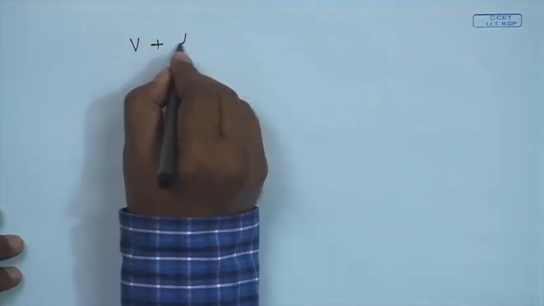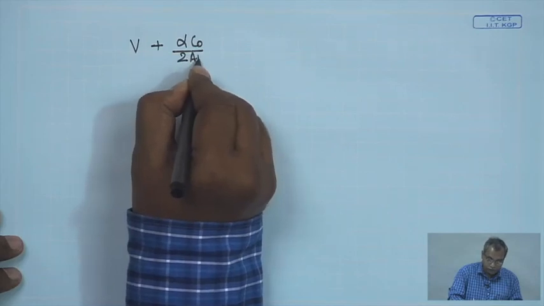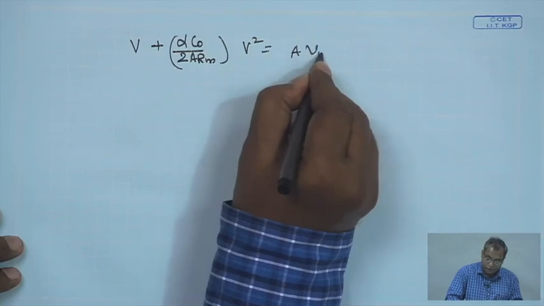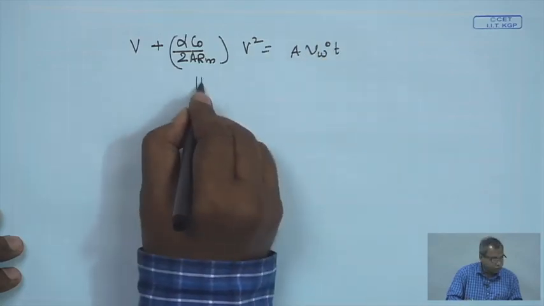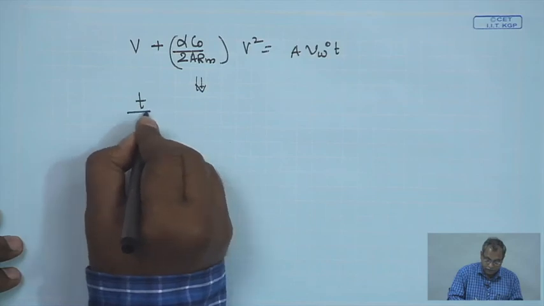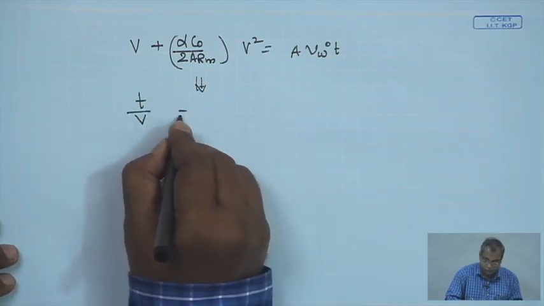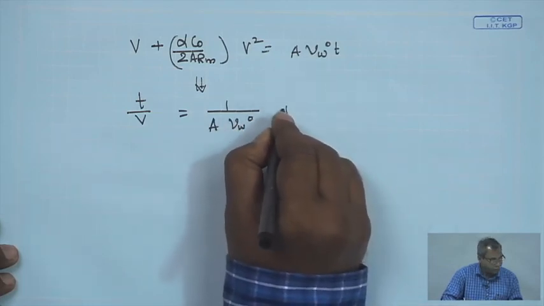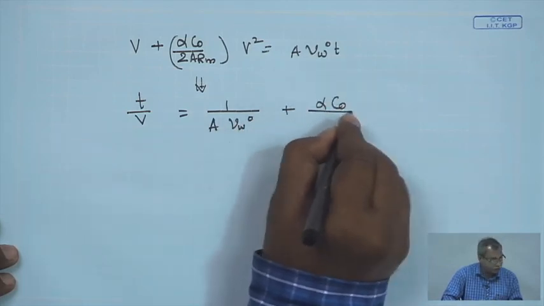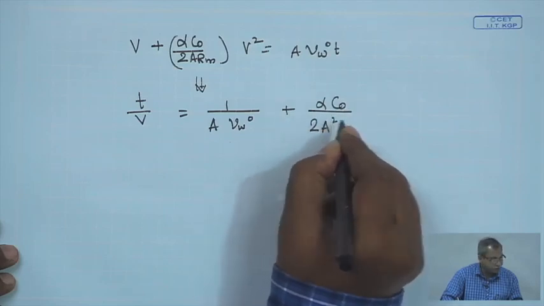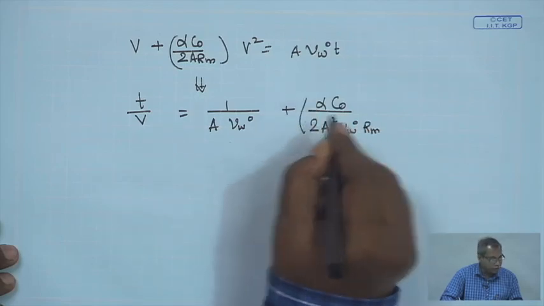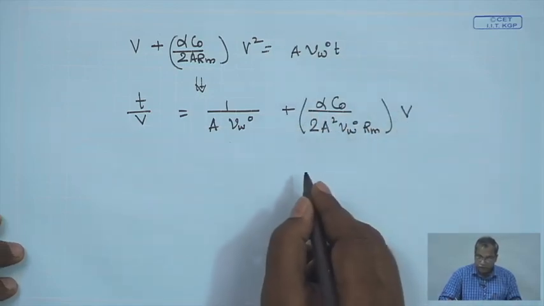After the integration, we will be getting V plus α C_0 divided by 2 A R_m times V square, equal to A V_w0 t, and then we do a rearrangement to make it a linear form of equation. t by V is equal to 1 over A V_w0 plus α C_0 divided by 2 A square V_w0 R_m times V.